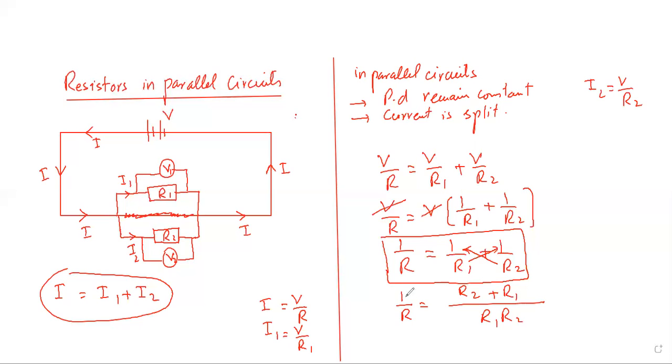And this is equal to 1 over R, but we are looking for R. So if we shift the denominator to the numerator and the numerator to the denominator, this will become R is equal to R1, R2 over R1 plus R2. Is that okay? So in short, we write this as product over sum.